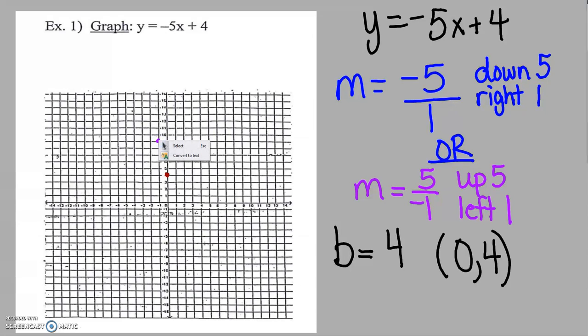Then I'm going to go up 5 again and left 1. Now notice when I did the slope, I started with the bottom one. I started with the up 5 and left 1.